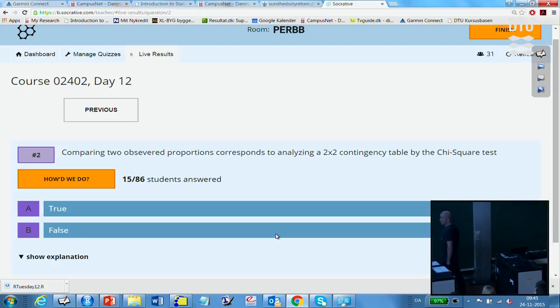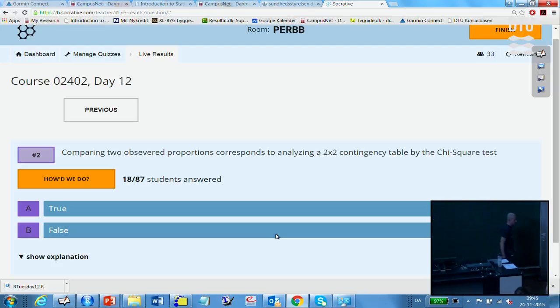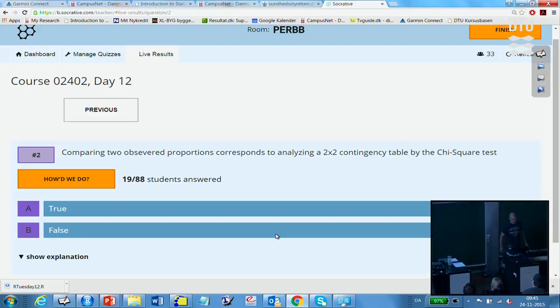20 people, come on. Comparing two observed proportions corresponds to analyzing a 2x2 contingency table by the chi-square test. True or false?